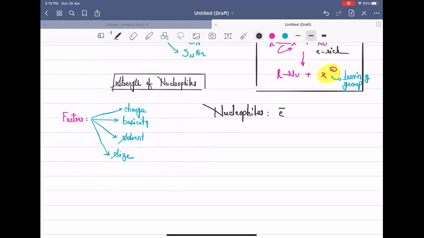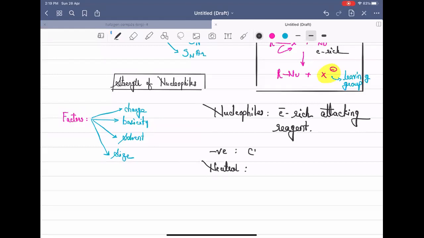These are electron rich attacking reagents. They attack the reactant. The reactant is also called a substrate. So they attack the substrate, right? And they are electron rich. They can be either negative or neutral.